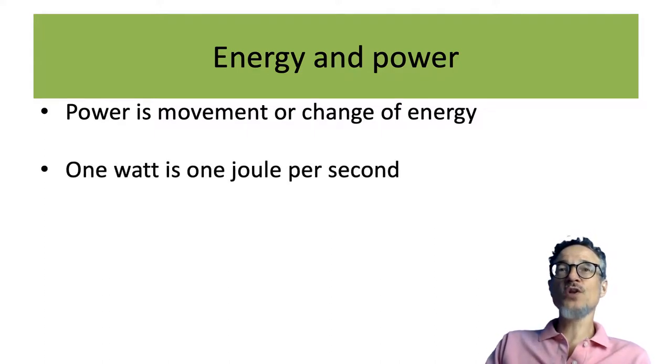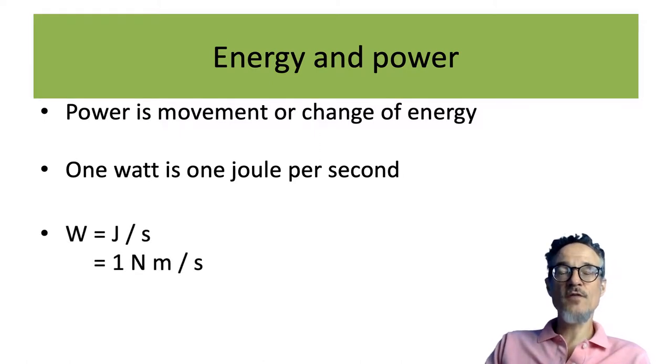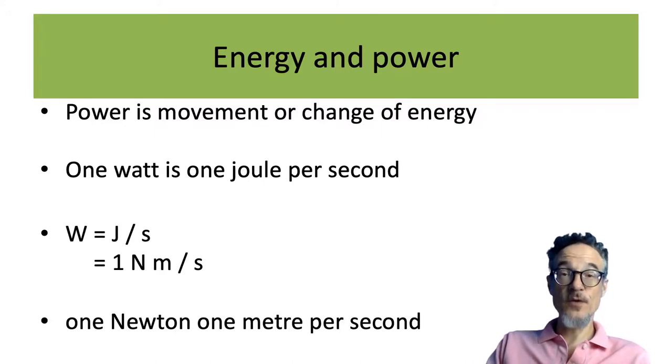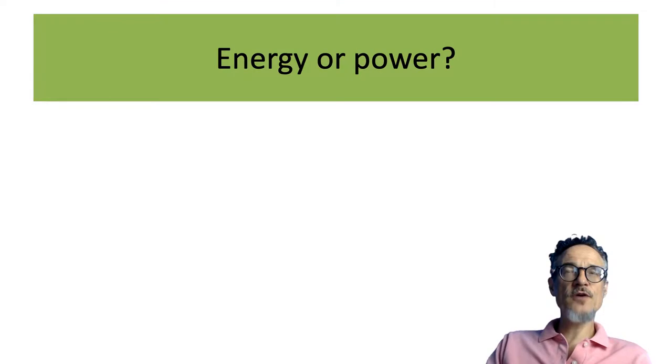And a watt is another unit, and a watt is 1 joule per second. So if you're using 1 joule of energy per second, you're going at 1 watt, or 1 newton, 1 meter per second. If you're pushing a newton up a hill by 1 meter per second, then you're using 1 watt.